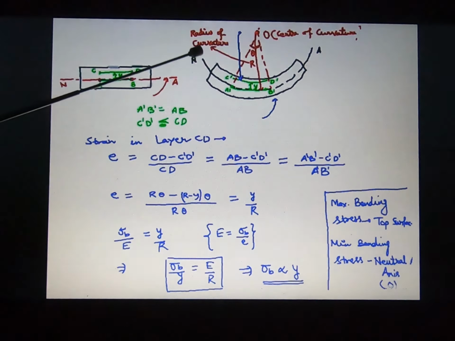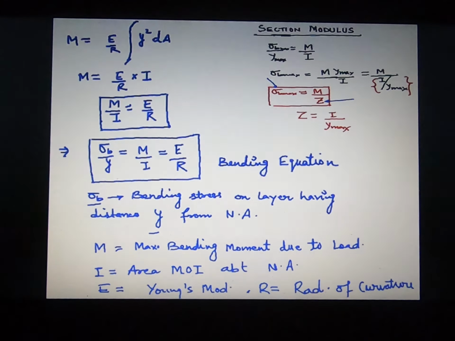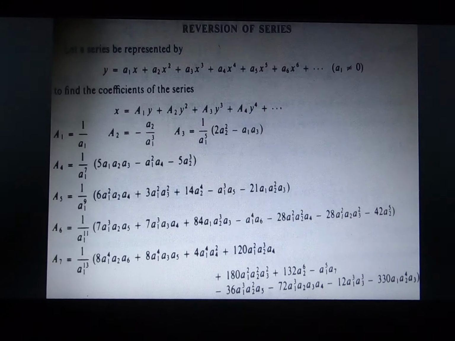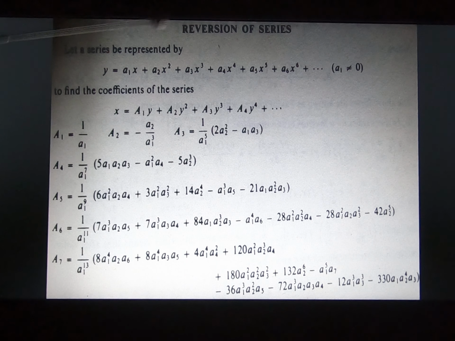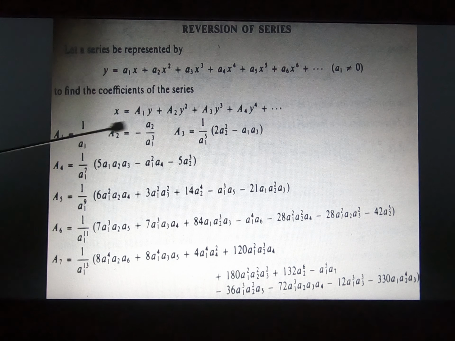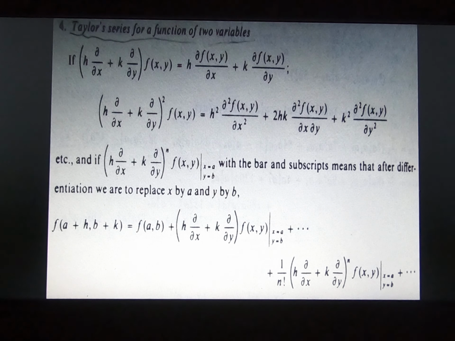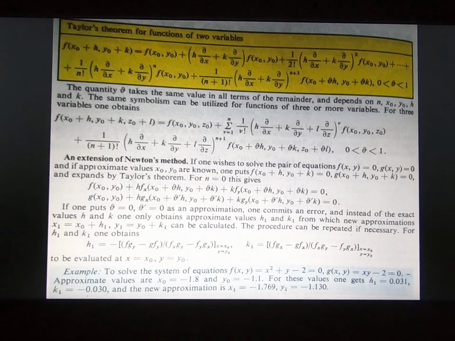This is the neutral axis, and then you can calculate the bending of the beam. Okay, for reversion of the series, y can be represented by x, x can be represented by y, and the relationship is like this. This is another example. And the Taylor series, expansion of two variables. And these are the examples. You can take a look at it.